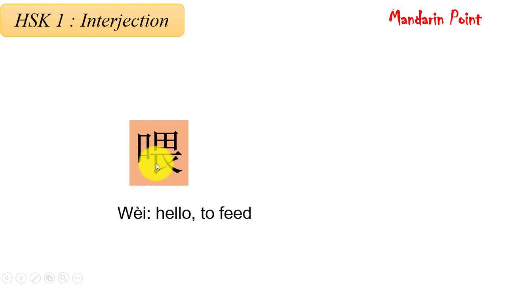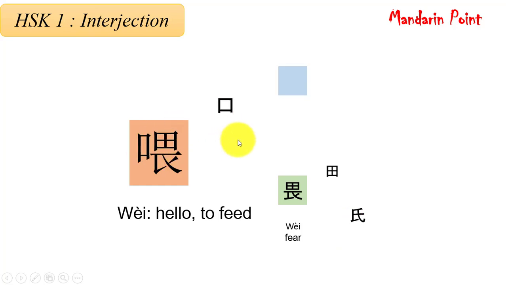Let's decompose this character into its components. On the right side we have wei, meaning fair. It can also be further simplified into its top and bottom components. On the top we have tian, meaning field, and on lower side we have shi, meaning clan or family, while on the left side we have kou, meaning mouth. So this wei is actually the phonetic component for this character.